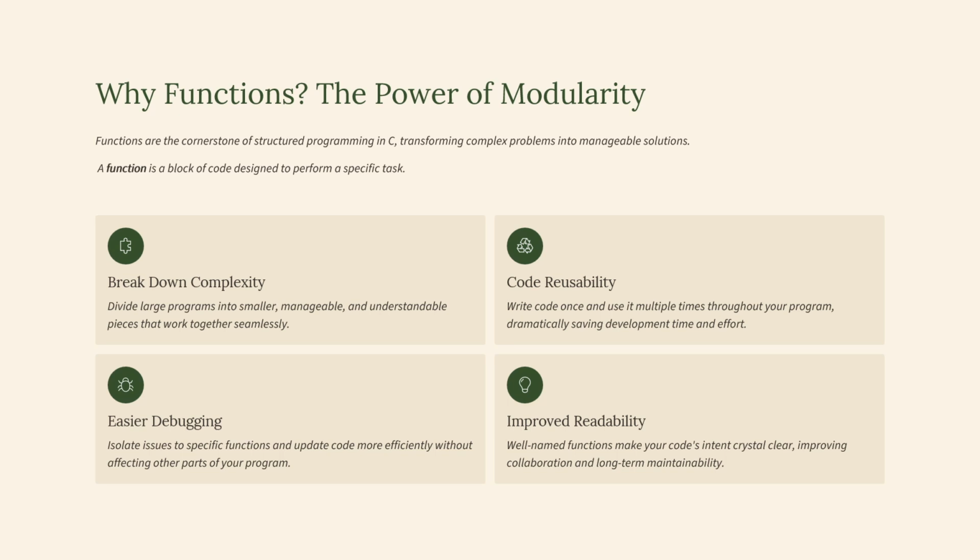And the fourth one is improved readability. Well named functions make your code's intent crystal clear, improving collaboration and long-term maintainability. In other words, well named functions act like meaningful sentences in a program. Names such as calculate total, display menu, or validate input clearly explain program behavior, making collaboration and maintenance easier.